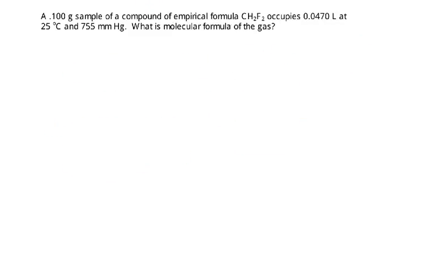Alright, let's do one last problem. So we have a 0.100 gram sample of a compound with an empirical formula CH2F2. It occupies 0.0470 liters at 25 Celsius. Let's change that to Kelvin, so that's 298 Kelvin. 755 millimeters of mercury. We want the molecular formula of the gas. So we have the empirical formula. We want to find the molecular formula.